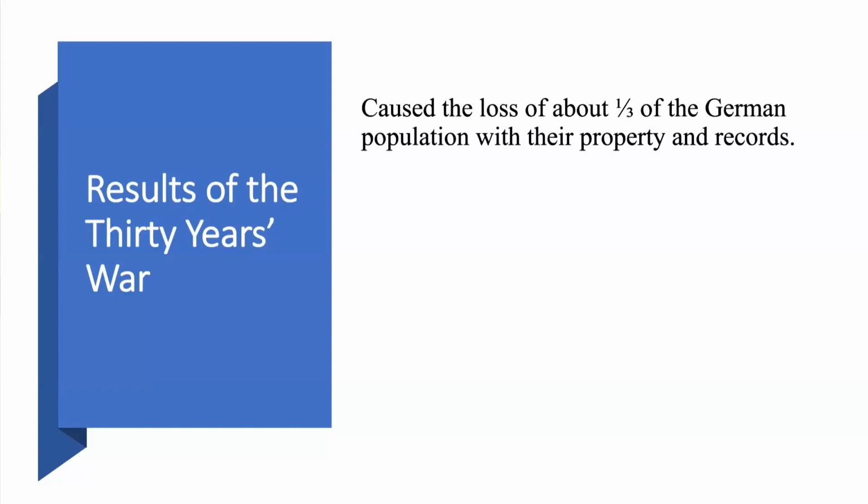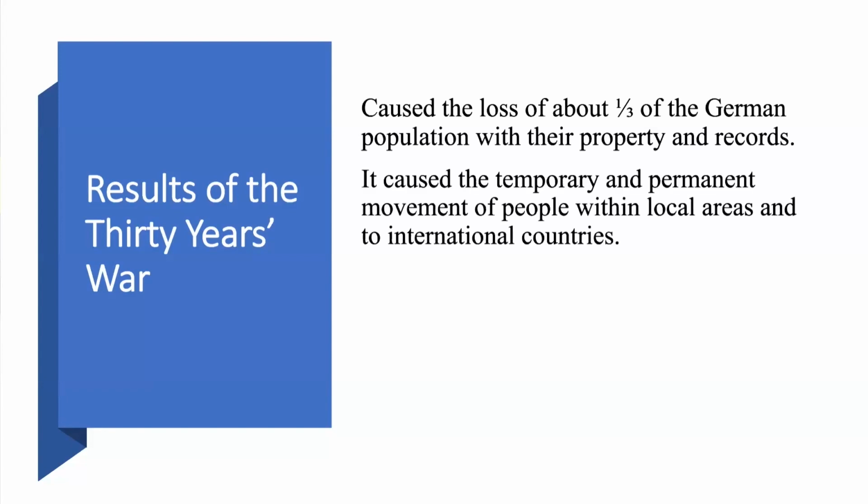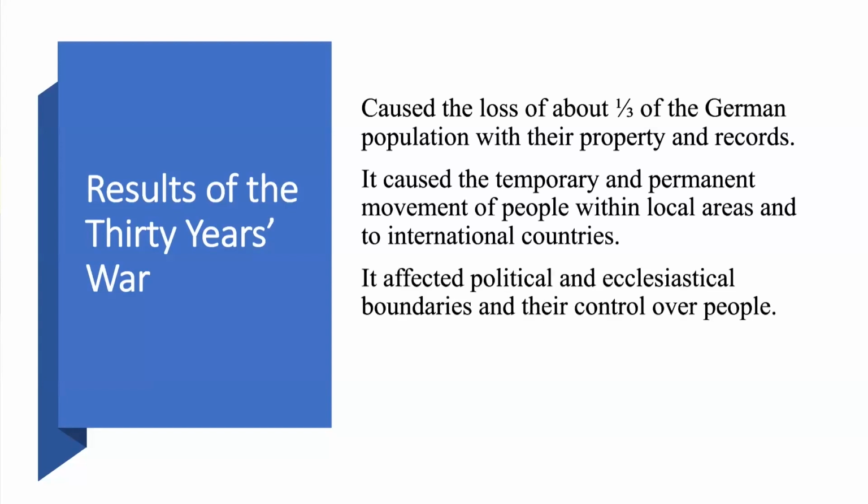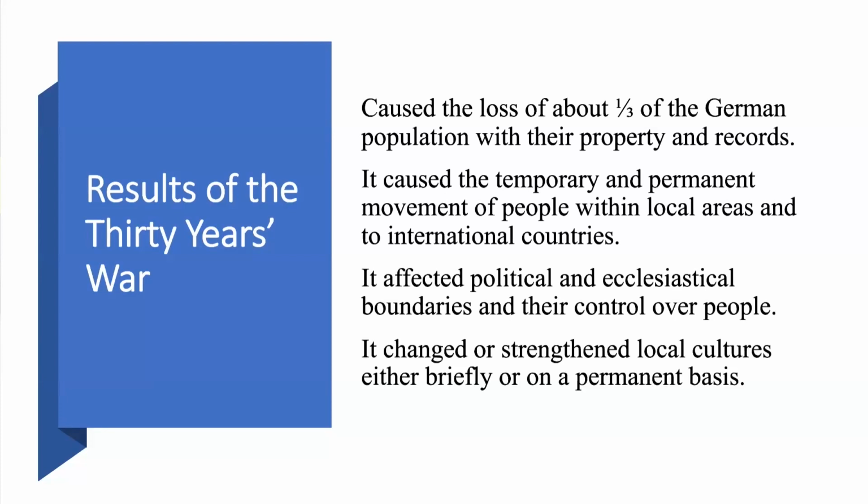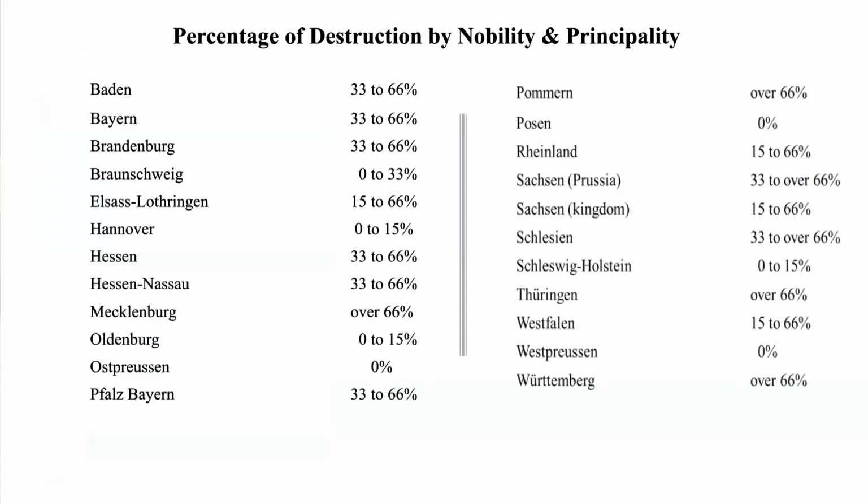I came across a town in the Pfalz, Bavaria, that went from a population of 800 down to 31. It caused the temporary and permanent movement of people within local areas to international countries. It affected political and ecclesiastical boundaries and their control over people. It changed or strengthened local cultures, either briefly or on a permanent basis. The following chart shows the percentage of destruction of the nobility in provincial areas. This information is included in one of the handouts for this lecture.